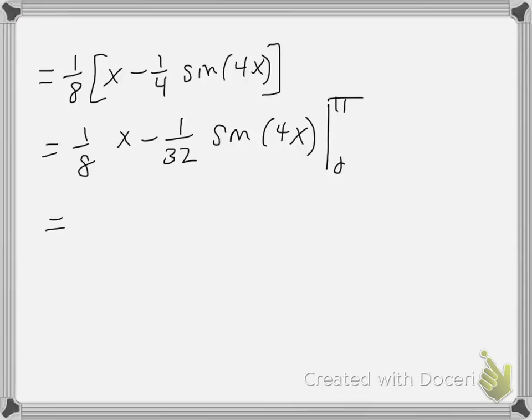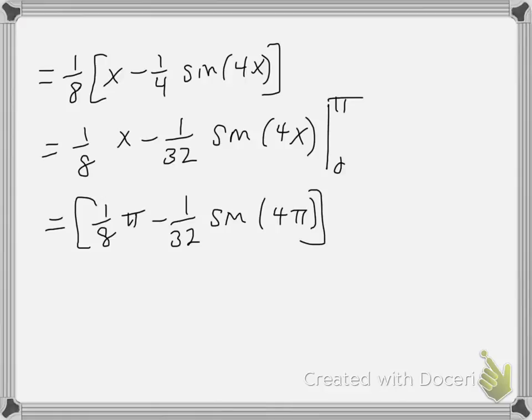So this is going to be using the fundamental theorem of calculus. 1/8 pi minus 1 over 32 sine of 4 pi, minus 1/8 times 0 minus 1 over 32 the sine of 4 times 0. This, of course, will give us 1/8 pi.